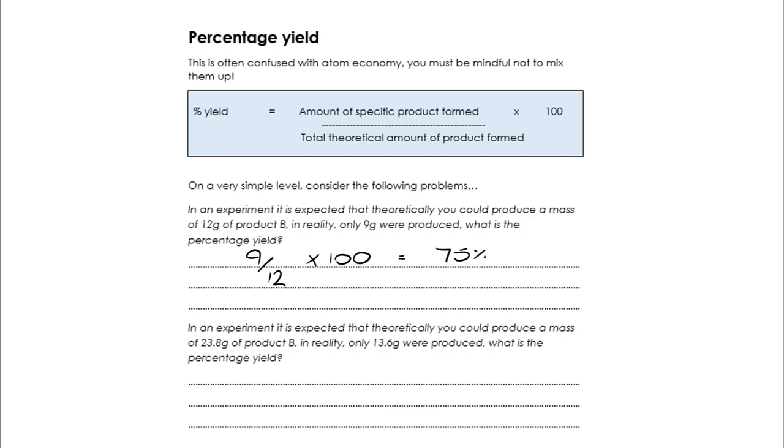So, in the first example, the specific product formed, we got 9 grams, we expected 12. So 9 divided by 12, multiplied by 100, 75%. On the next one, numbers are a little bit more fiddly. We expected 23.8, we only got 13.6. That gives us a percentage yield of 57.1%. You must be really, really careful to differentiate carefully between atom economy and percentage yield, because it can be quite easy to get mixed up.